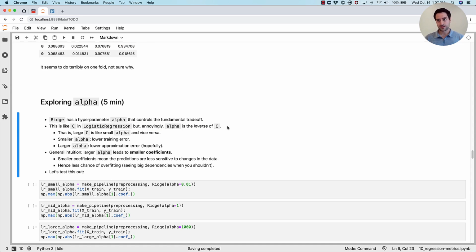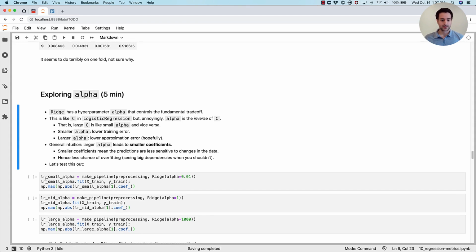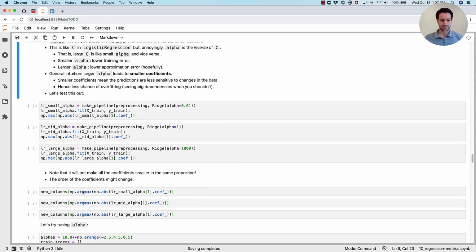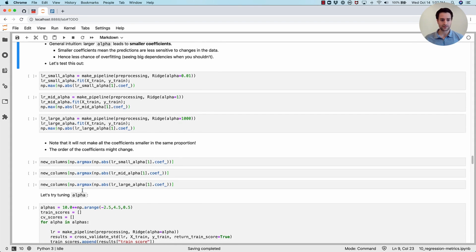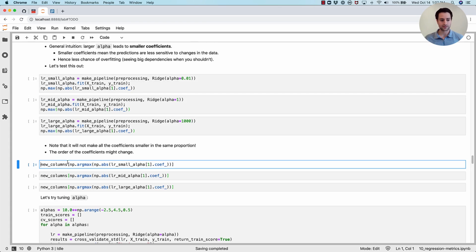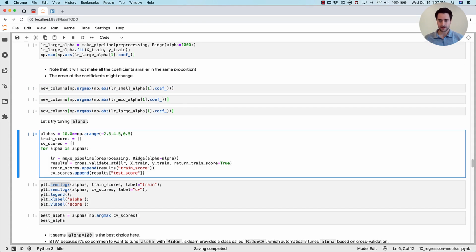And so large C meant more complex model, better on the training score, and smaller alpha means more complex model, better on the training score. So just something to keep in mind. I skipped this part yesterday, and I think I'll skip it again now. It's not super relevant. It's showing the effect that alpha has on the coefficients, but we don't need to go into that right now. So let's try tuning alpha.